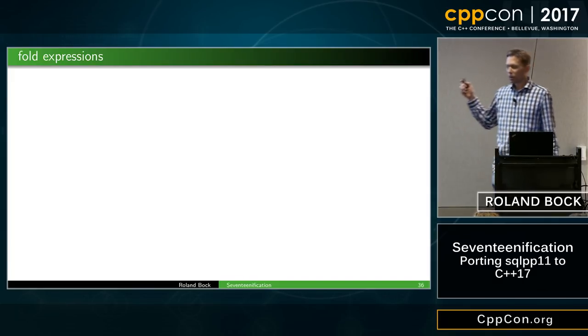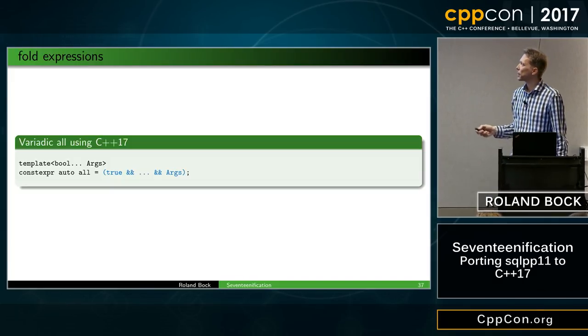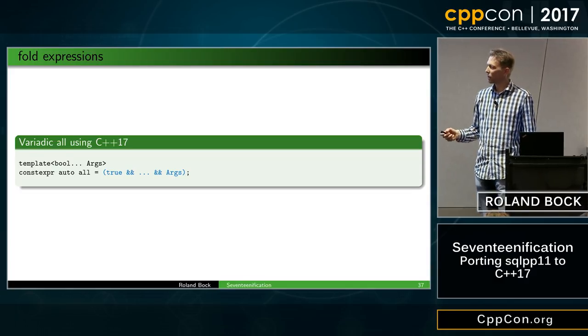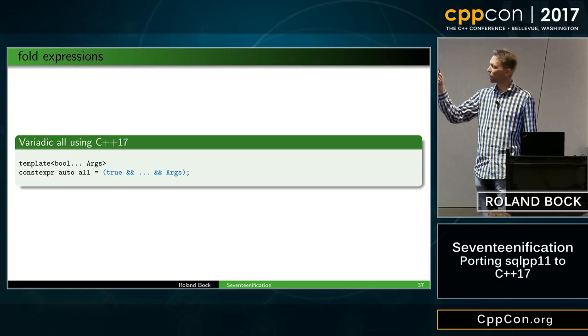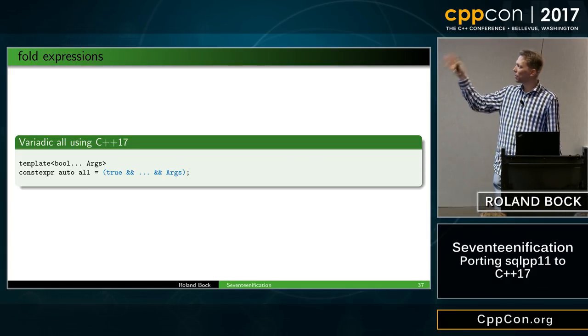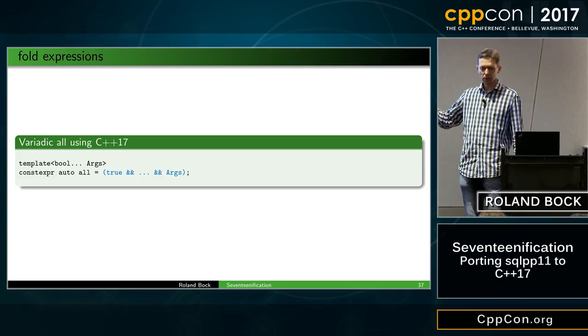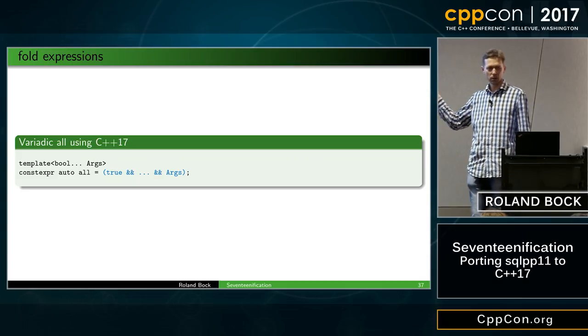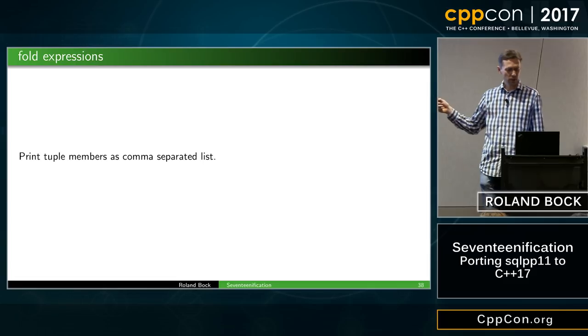Cool. So moving on, fold expressions. I've shown this example in the beginning. This thing for figuring out whether all the bools are true is so simple to write now that it doesn't even make sense to have an alias for that. You can just use it wherever you want. That's just really nice.